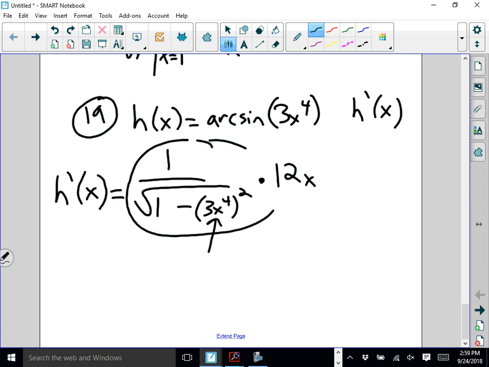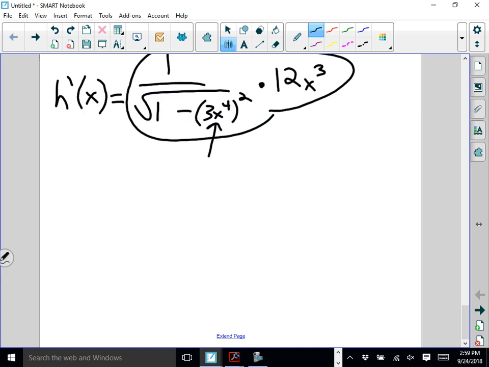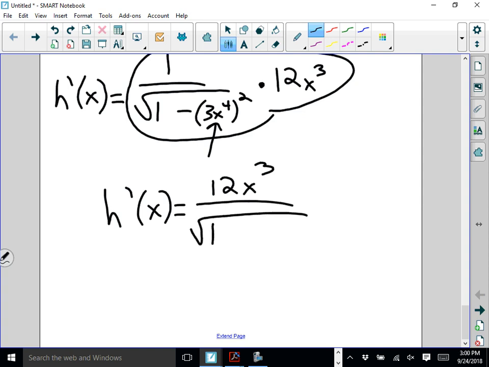Again, this is sufficient for a correct answer. Cleaning this up a little bit, how it would look on multiple choice, it would look like 12x cubed over the square root of 1 minus 3x to the 4th quantity squared is 9x to the 8th. This is how it'll look in the multiple choice.